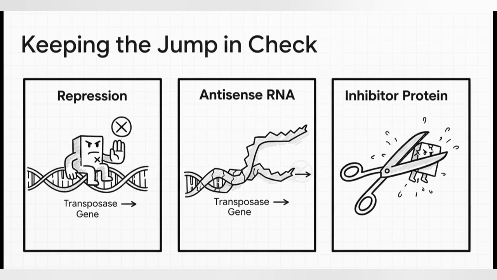They make a tiny piece of RNA that intercepts the instructions for making transposase, stopping it before it can even become a protein. And some, like Tn5, will even produce a faulty, decoy version of the enzyme just to gum up the works of the real one.